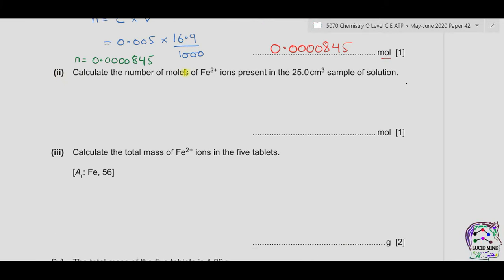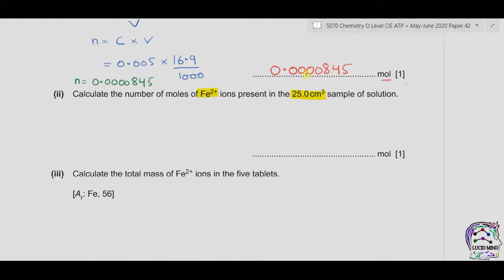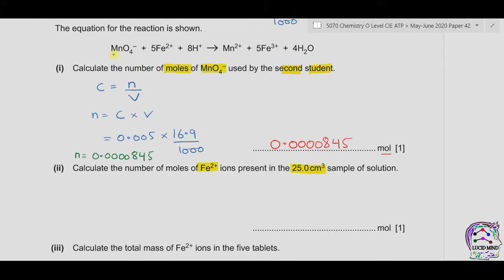Part 2, calculate the number of moles of iron plus 2 ions present in the 25 centimeter cube sample of solution. According to the balanced equation, 1 mole of MnO4 negative requires 5 moles of iron plus 2 for complete reaction. So therefore we can take the ratio between these two. We have iron plus 2 and MnO4 negative. From the balanced equation, the mole ratio is 1 to 5.